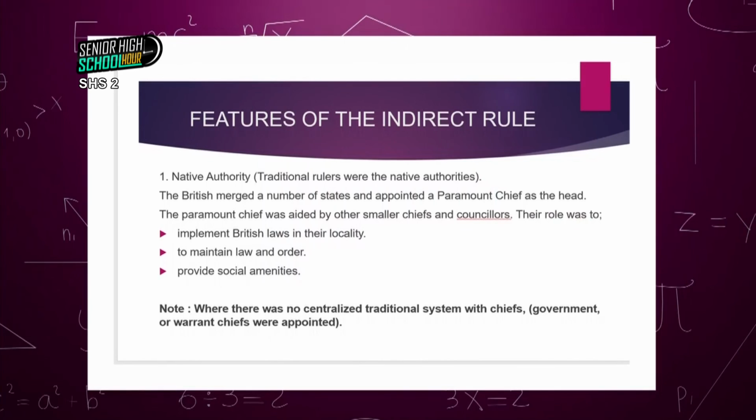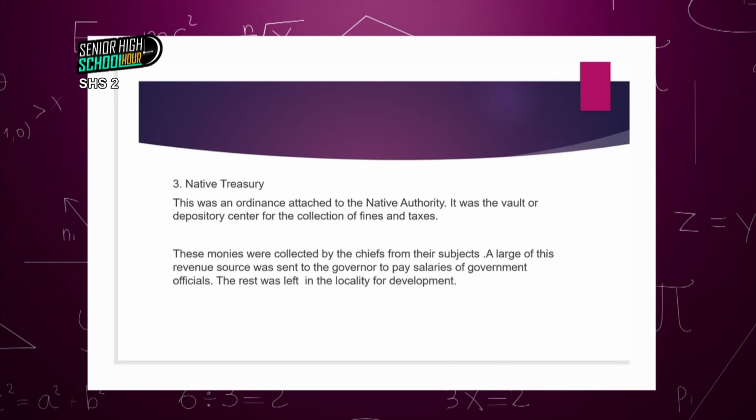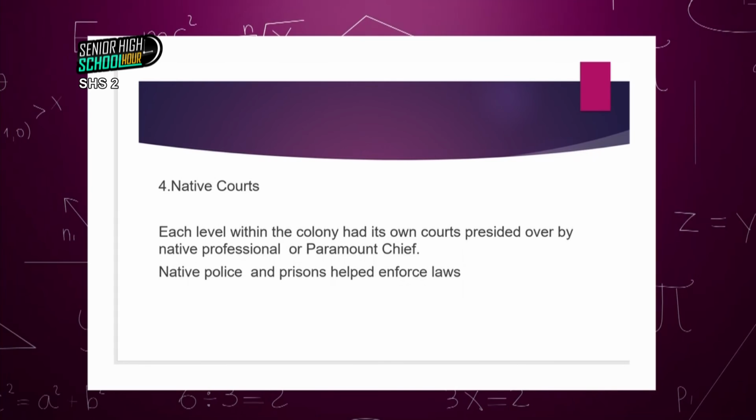Apart from that, there were some major reasons why the indirect rule was used. It had to do with the fact that there was not much personnel. Africa was very large, and administering it with the few personnel they had would have been impossible if not for the help of the chiefs. One thing I would want us to be more attentive about is the features of the indirect rule. The first one is the native authority. I hope you have understood that one. That one has to do with the use of traditional rulers. Then the second one was the resident commissioners. Then came the native treasuries that were attached to the native authority. And the last one was the native courts.